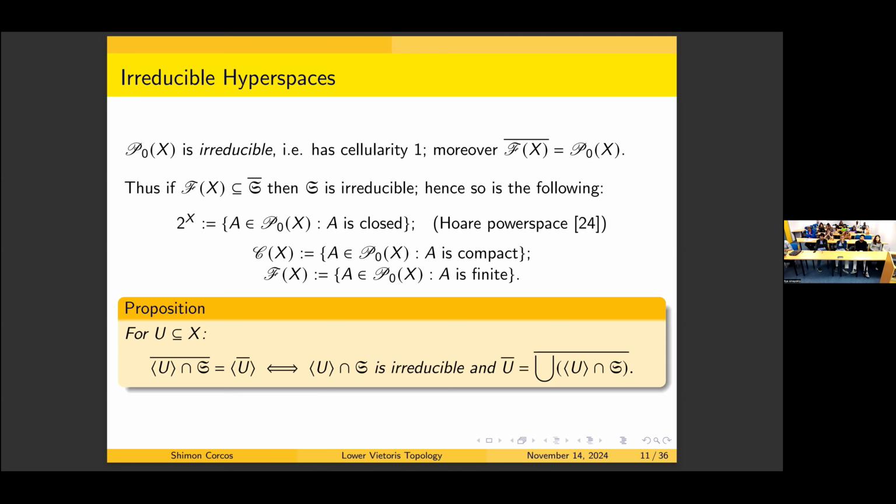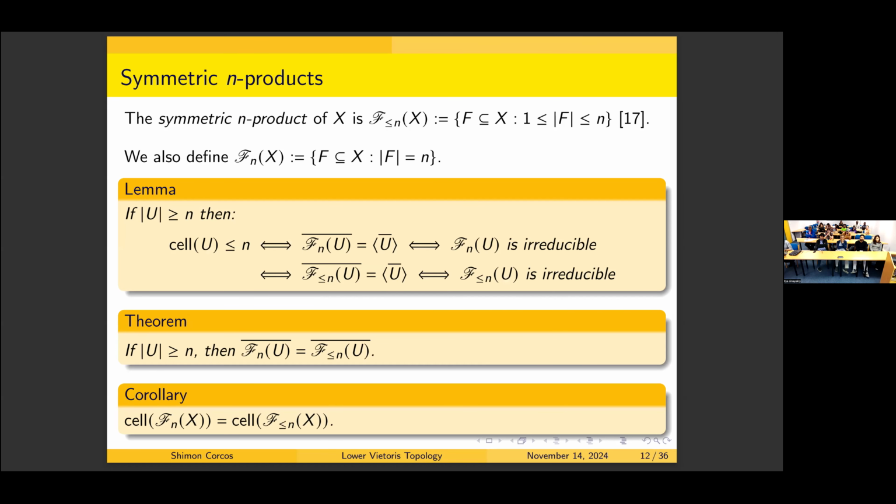But what I would like to get to is hyperspaces for which the study of cellularity becomes more interesting. We say that the symmetric nth product of X is the space of finite subsets of X having at most n elements, for some natural number n. And then we also consider the subspace of finite subsets having exactly n elements.